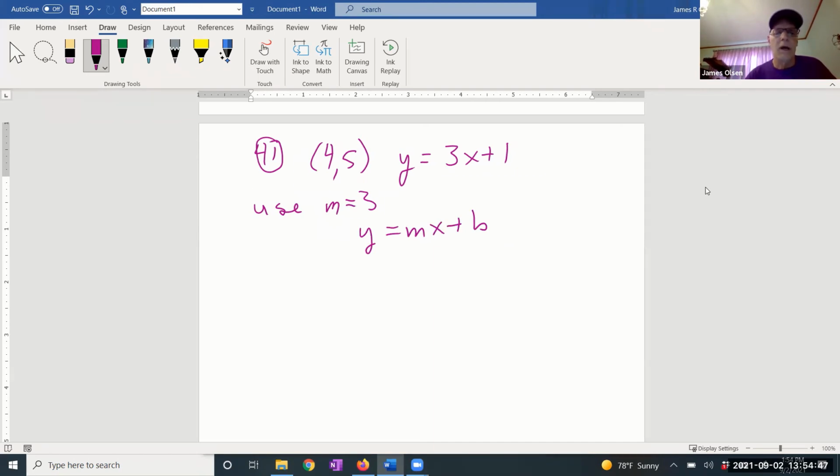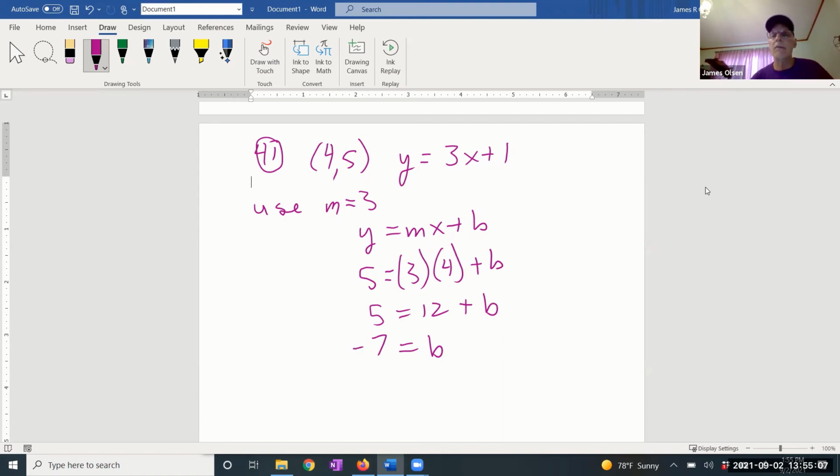5 goes into the Y position. 3 goes into the M position. 4 goes into the X position. And we bring down B. Please work down your paper. 5 equals 12 plus B. If I subtract 12 from both sides, I get B equals -7. Now I do know M and B, and I can write my answer. Y equals 3x minus 7.